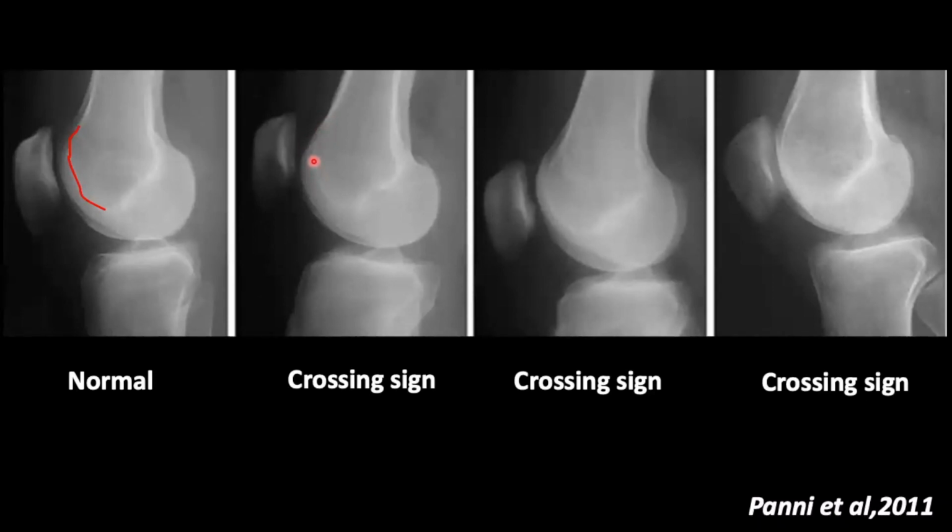But this has come away from the condyle. So this is the crossing sign. This is called the crossing sign. And then the two condyles are asymmetrical here again. The crossing sign is again present here, and both the condyles are hypoplastic. So these are several examples of trochlear dysplasia as seen in the normal extreme.